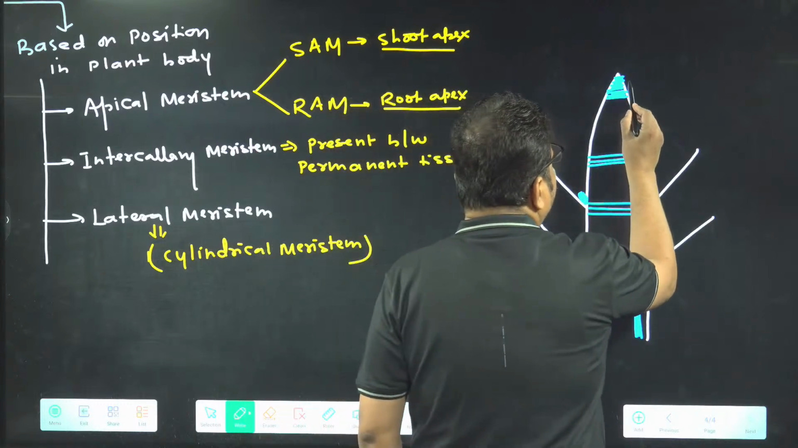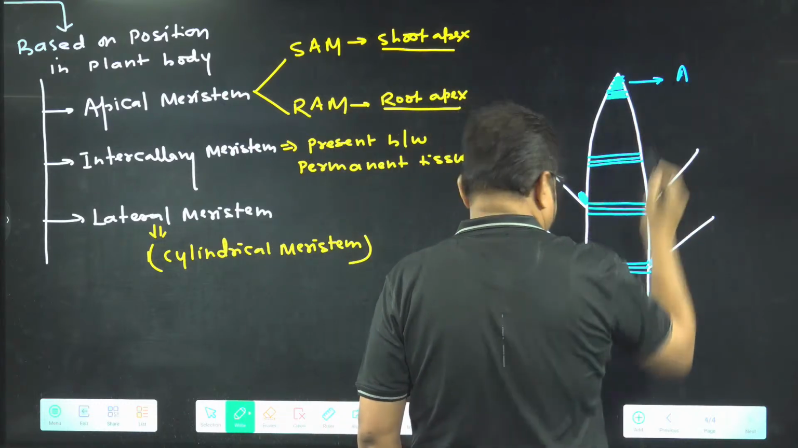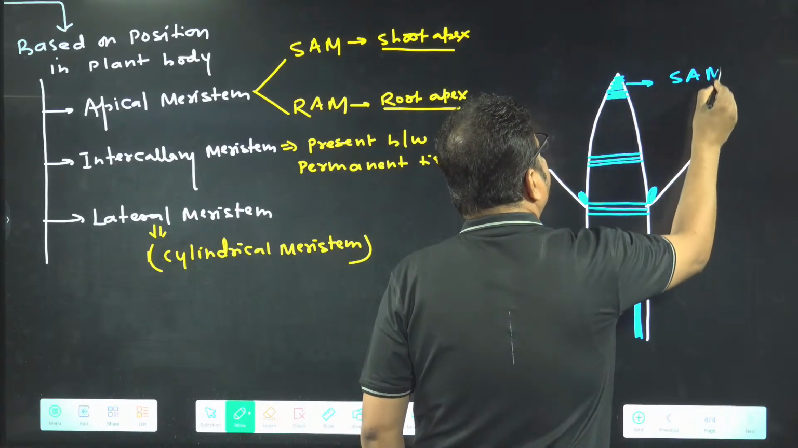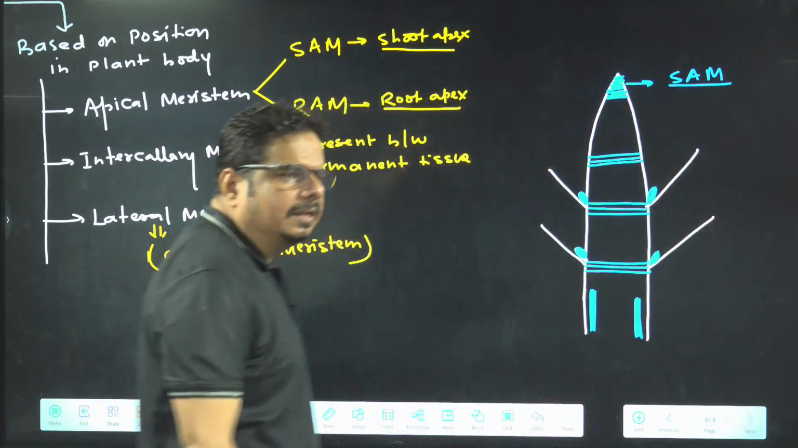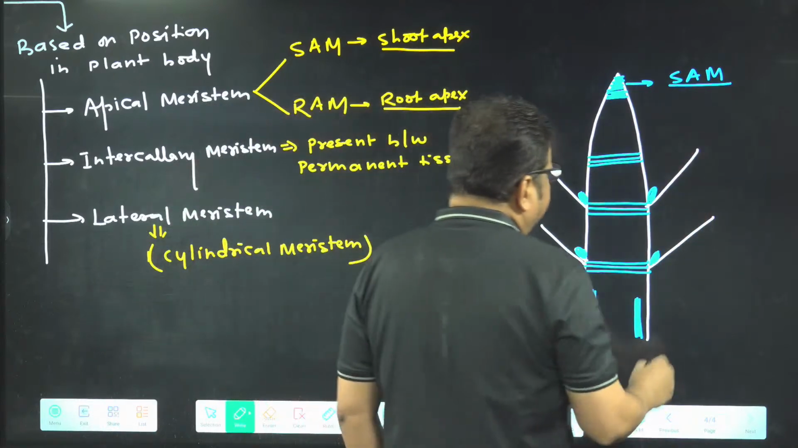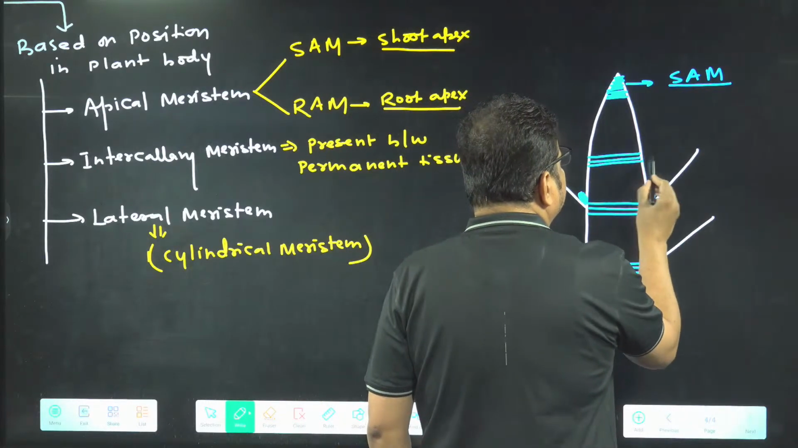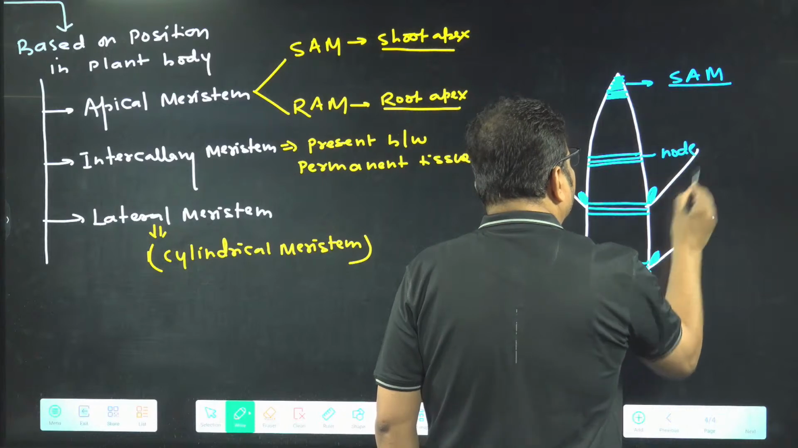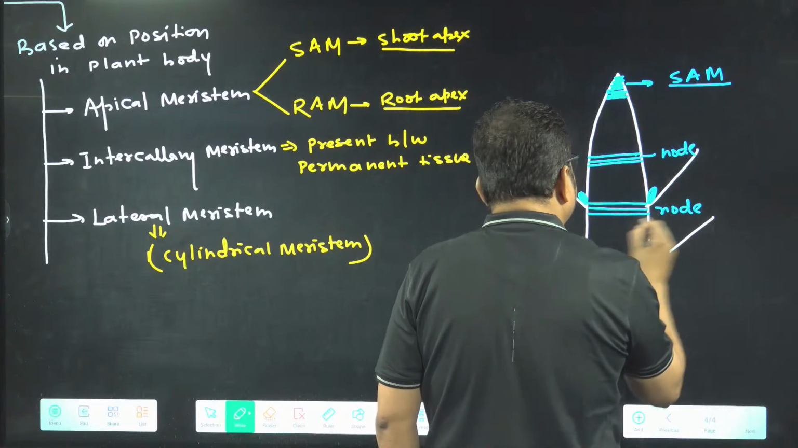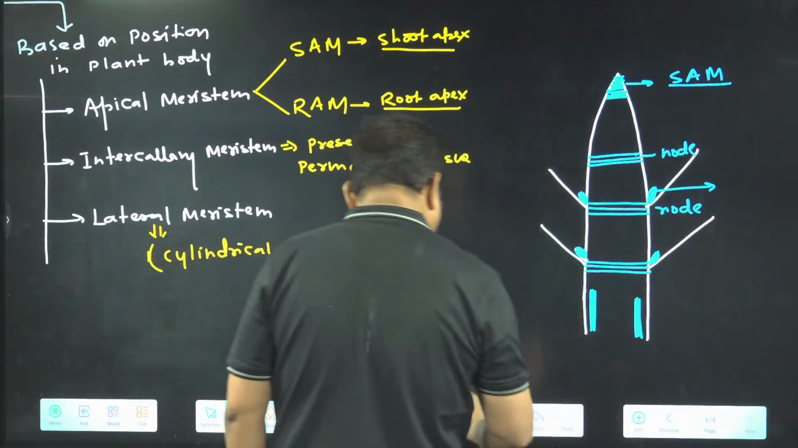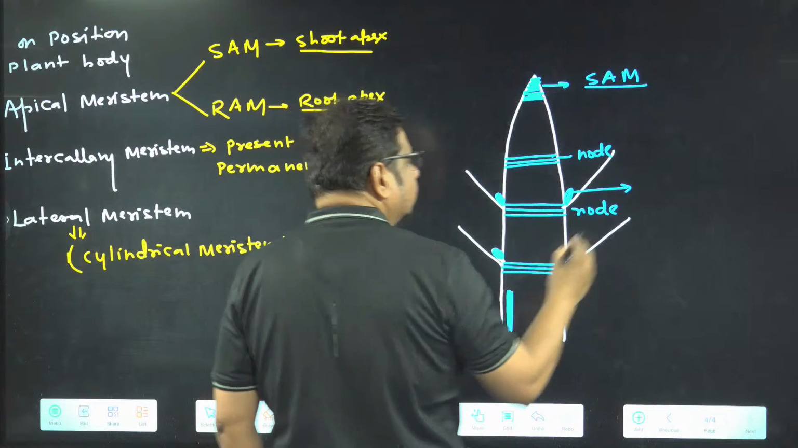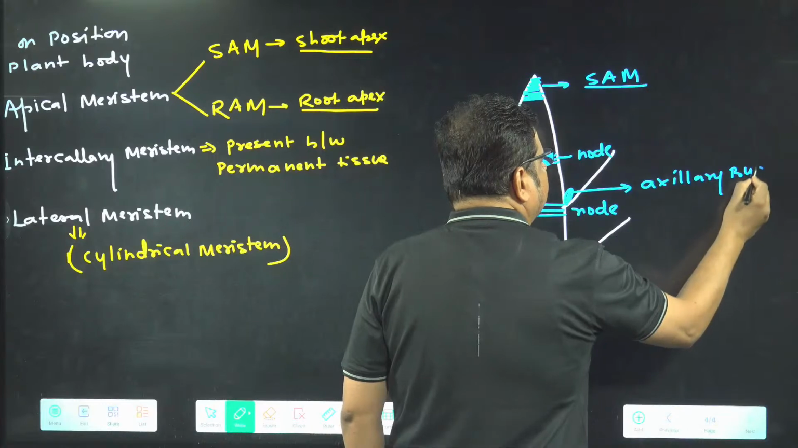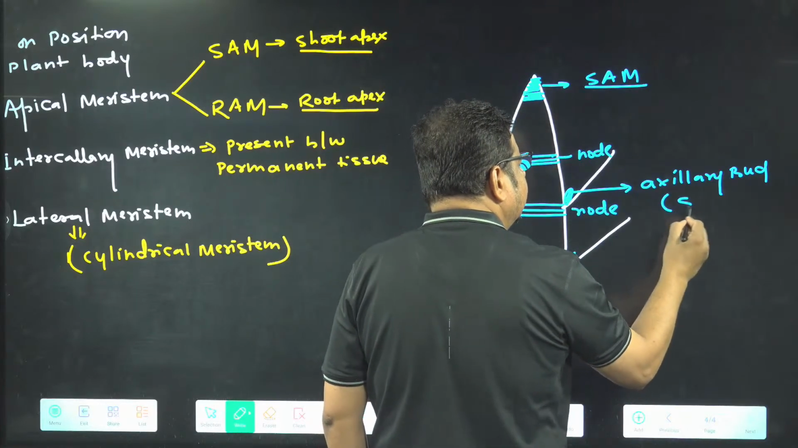This is the apical meristem. It is SAM, shoot apical meristem. And here, what is it basically? This area is a node. And here it is an axillary bud. In the axillary bud also meristem is there. Which one? SAM.